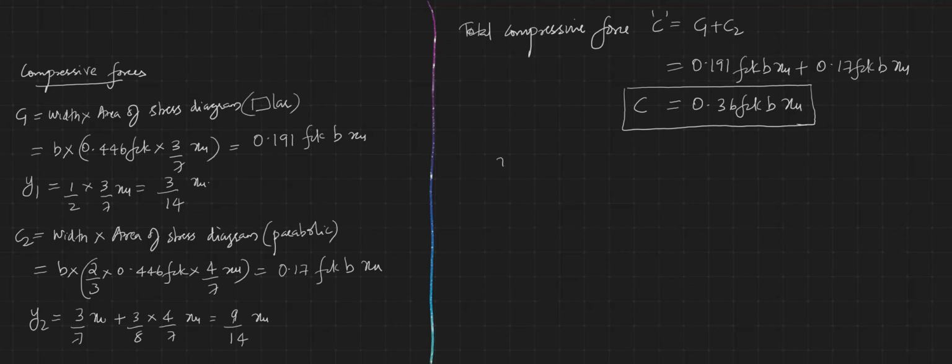I will get this value for y bar as (C1 y1 + C2 y2) by (C1 + C2). You'll get this value as 0.42 Xu. That is, the total compressive force 0.36 fck b Xu is acting at a distance of 0.42 Xu from the top compression fiber.